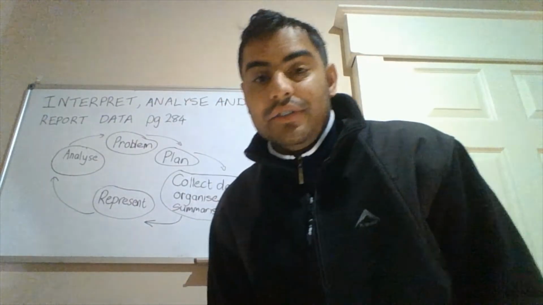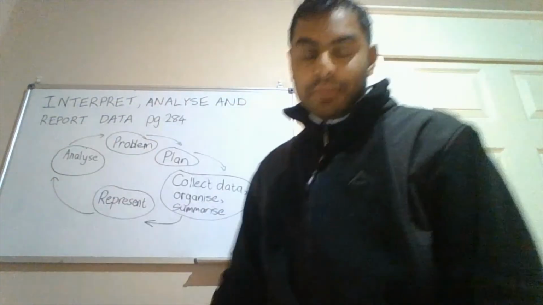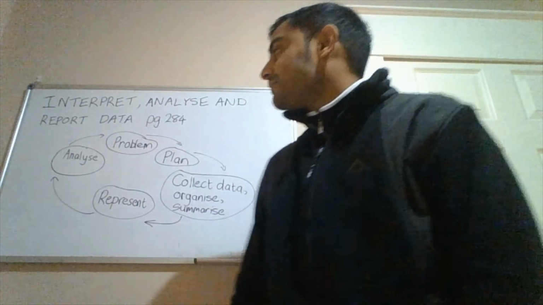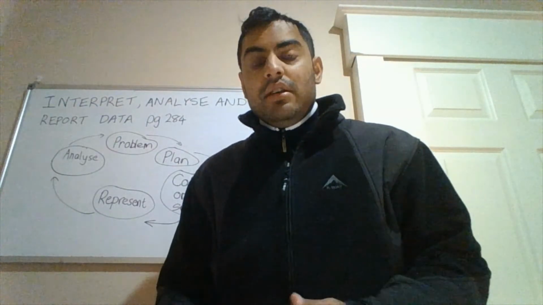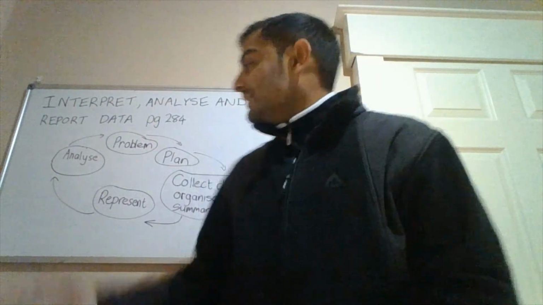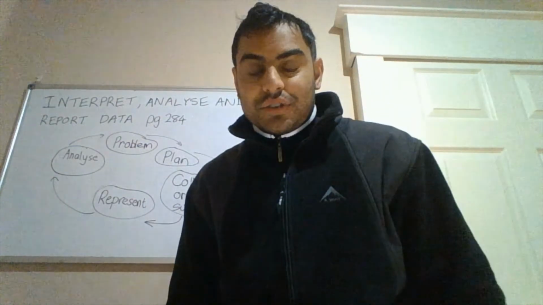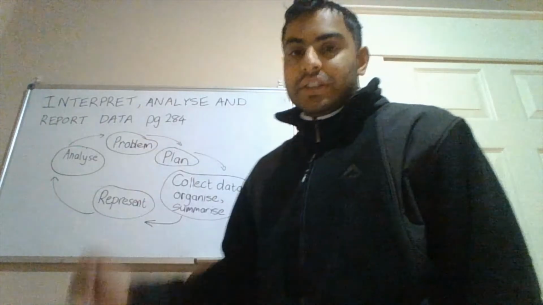So this section relates to the fourth and final part of the data cycle. When we analyze the data, we are just going to be looking at our representations and trying to draw some conclusions, see if we can answer the questions posed in our problem. So we'll start off by looking at the worked example on page 284.